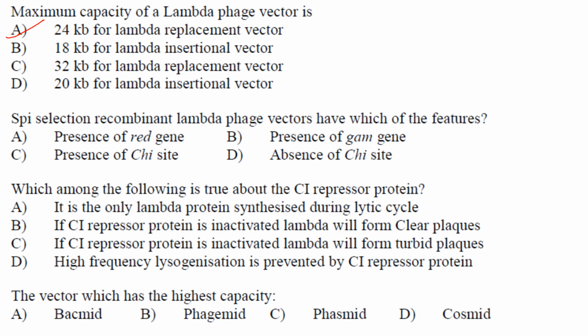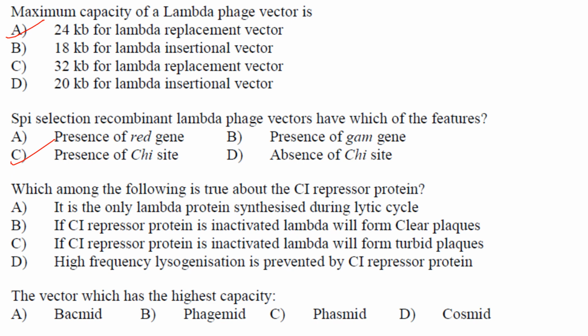Then presence of chi site. Which of the following features is presence of chi site? So chi site is a DNA sequence recognized by RecA protein and is involved in homologous recombination. So the answer here is option C. Presence of red gene is involved in lambda phage recombination but not related to Spi selection. Presence of gam gene inhibits RecBCD nucleases, not specific to Spi selection. Then absence of chi site means it prevents Spi selection.